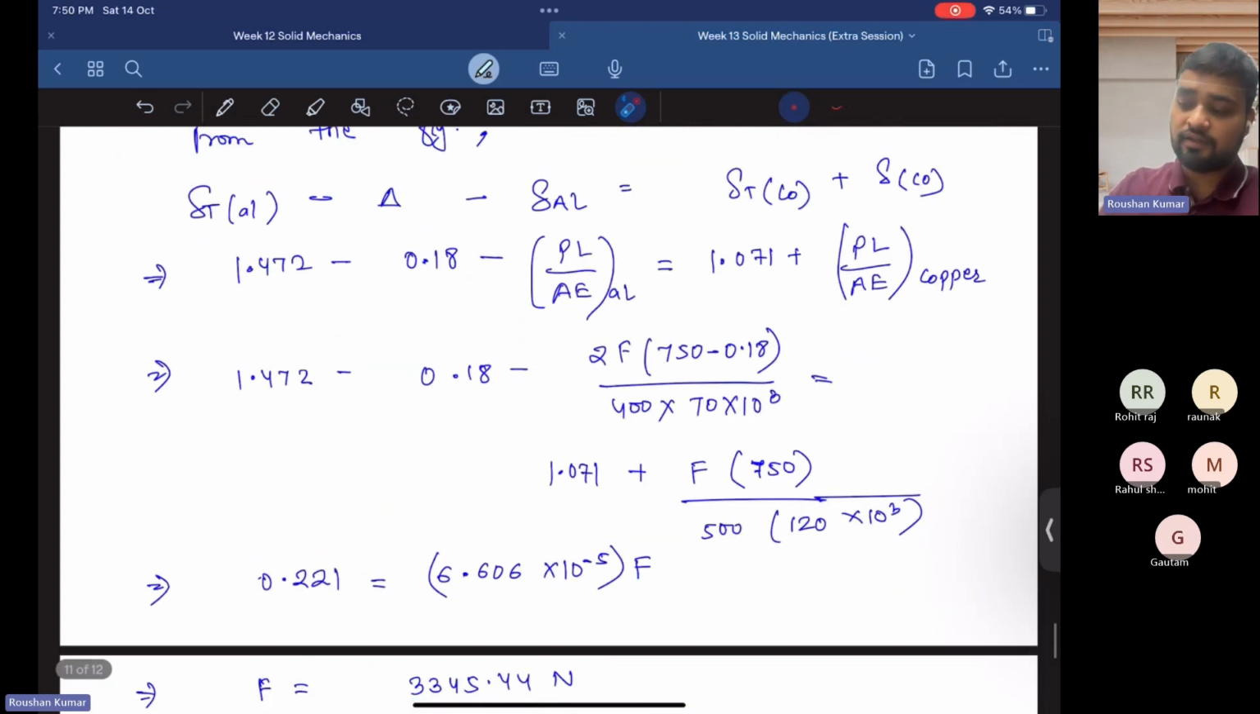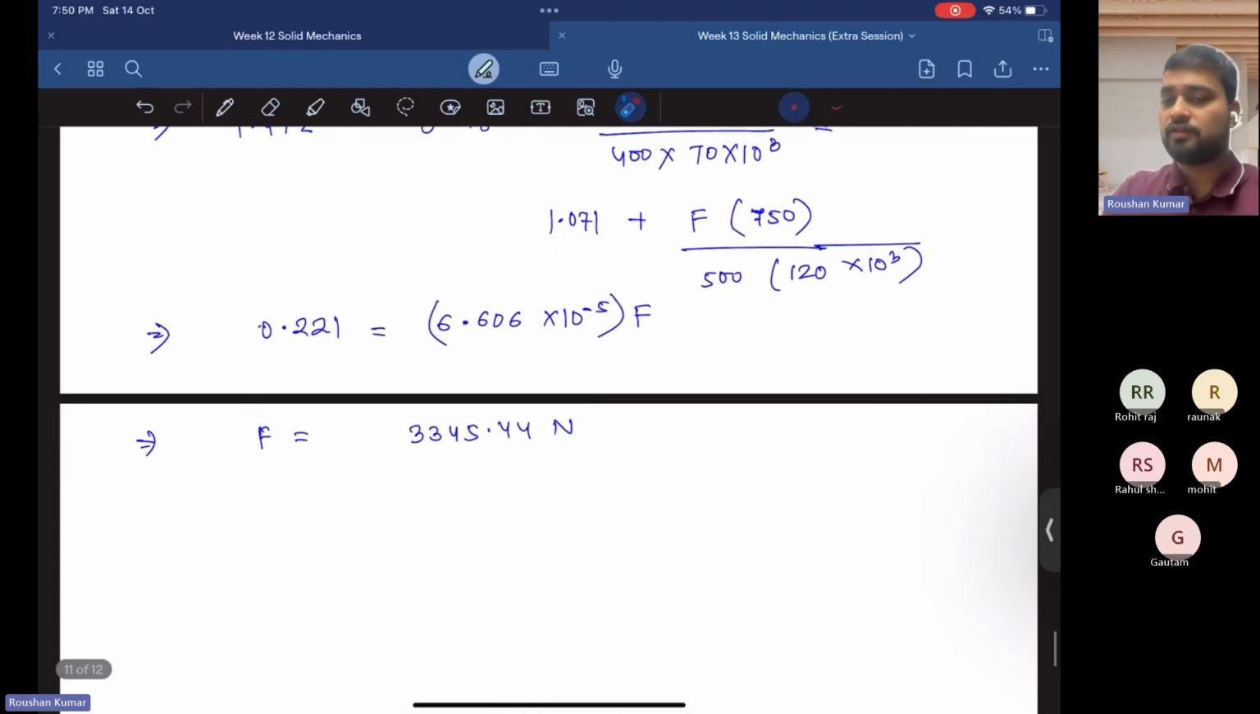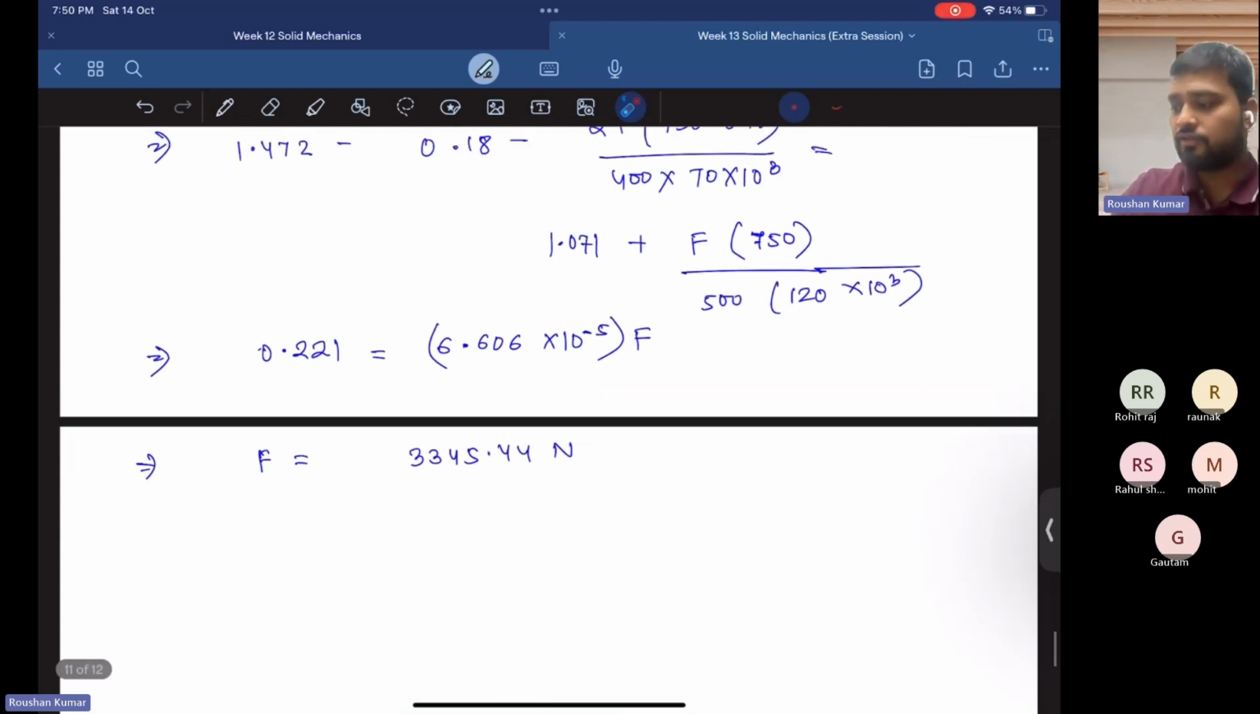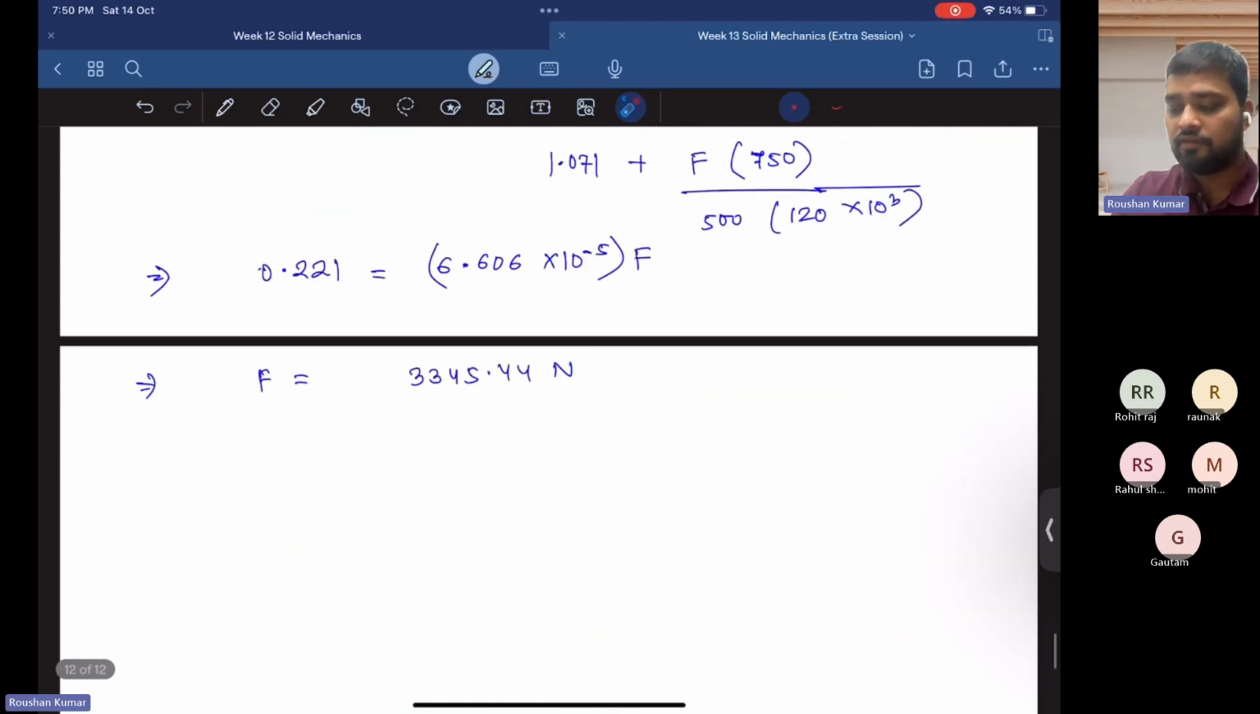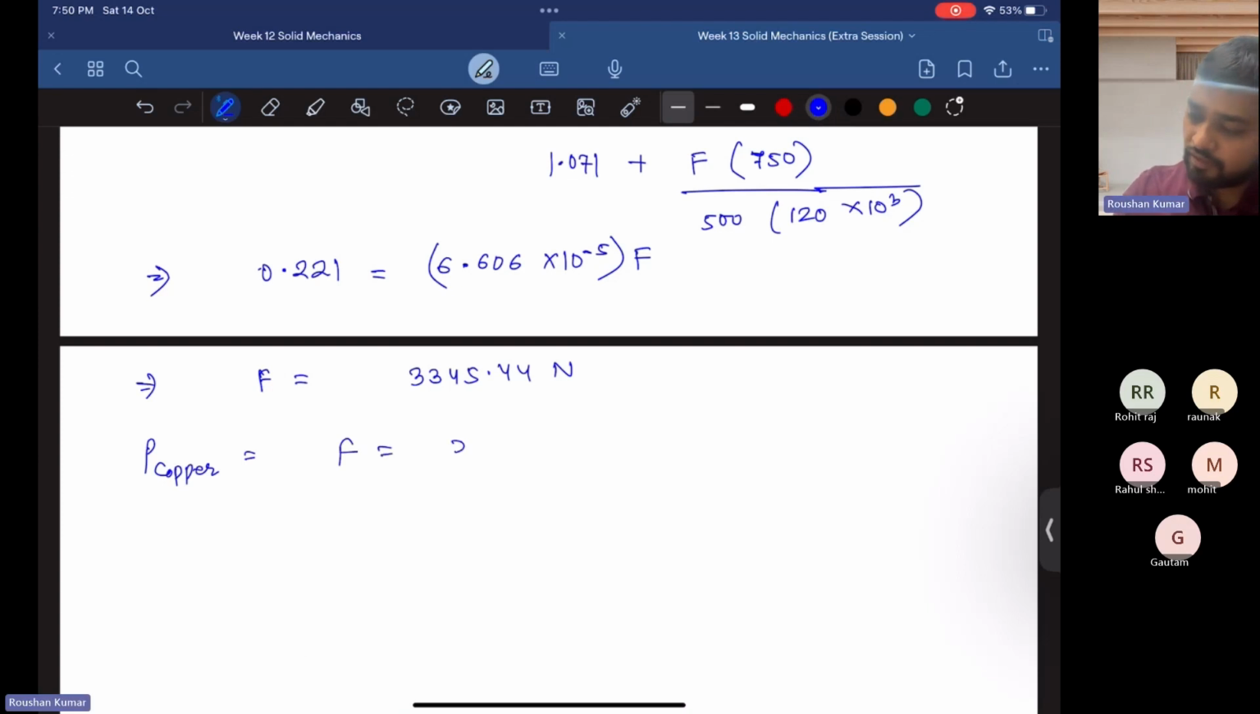So we are using this relation, that is P of the aluminum is taken to be 2F and the P of the copper is taken to be F. We are using that relation and we can find the value of the reaction force F. So using that, P of the copper will be now F, which is equal to 3345.44 Newton, and P of the reaction force on the aluminum bar will be 2F, which is equal to 6690.89 Newton.